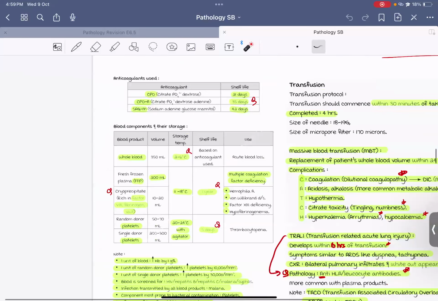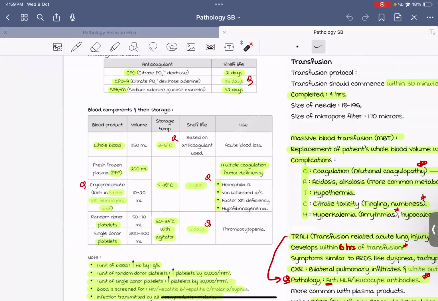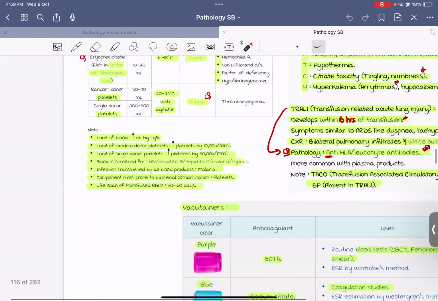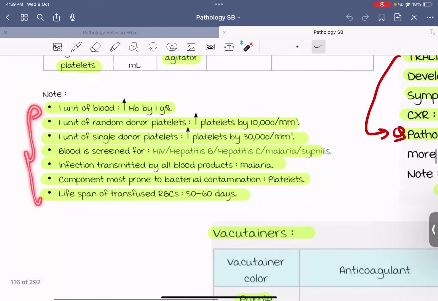So what you have to remember is the shelf life according to anticoagulants, and the storage: whole blood is at 2 to 6 degrees Celsius. Fresh frozen plasma is at minus 18 degrees Celsius. Cryoprecipitate is also at minus 18 degrees Celsius. As they are stored at such a low temperature, obviously their shelf life will be very high, that is 1 year. Platelets are stored at around room temperature, that is 20 to 24 degrees Celsius with agitator, and the shelf life will be 5 days. Remember, very important.